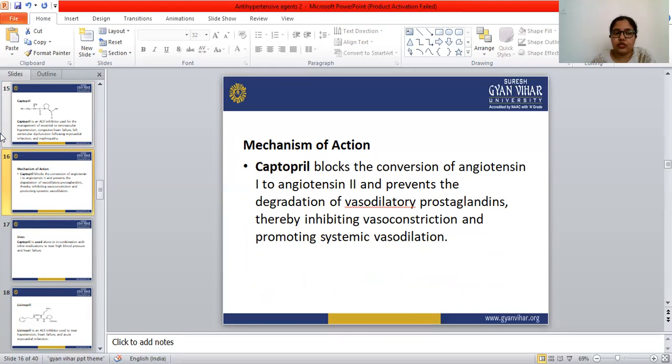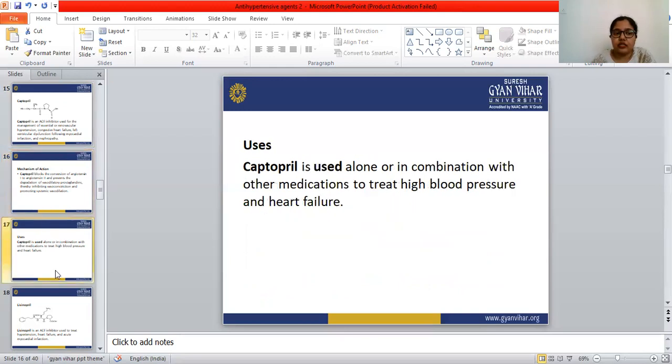And the use of captopril is in the treatment of high blood pressure in combination with some other drugs, as well as in the treatment of heart failure also.